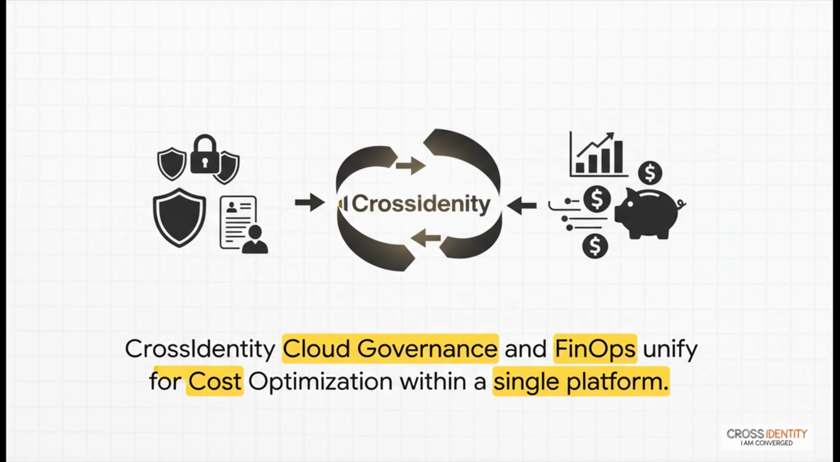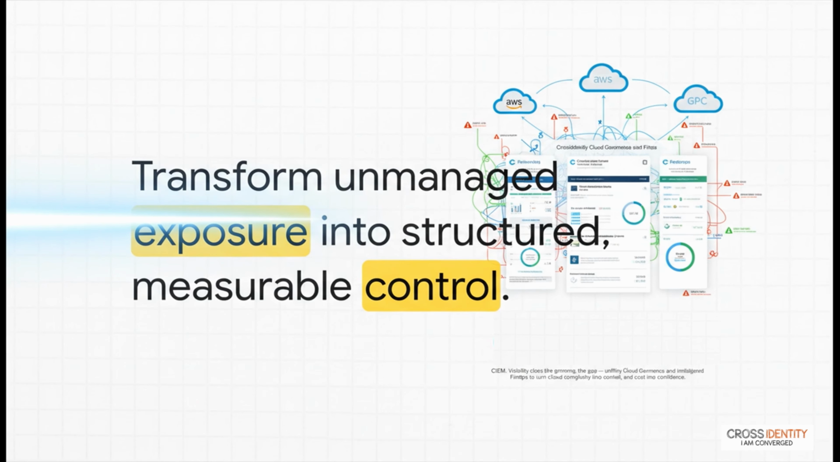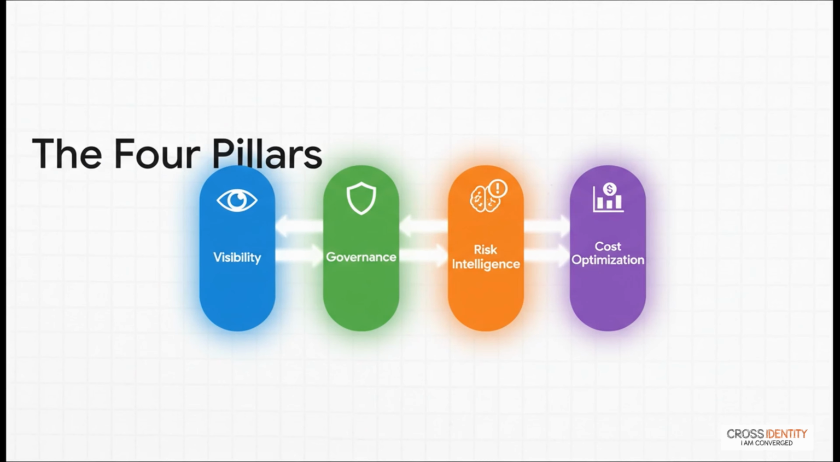It unifies that security-focused cloud governance with what we call intelligent FinOps, which is all about bringing financial accountability to the cloud. It brings them together in one single powerful motion. So at the end of the day, what's the outcome? You take that overwhelming complexity of the cloud and you turn it into manageable control. And you take those unpredictable costs and you turn them into solid confidence. And it all comes back to these 4 pillars, working together.